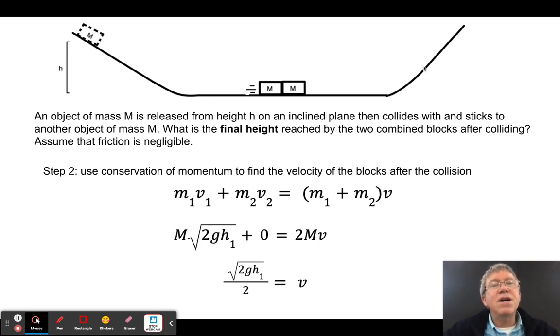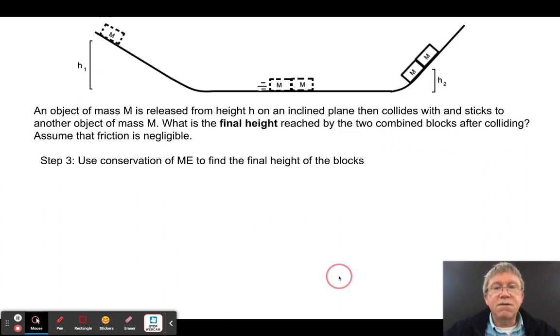Now I want to know how high up the ramp they are going to go. Well, that is a change in height, so they're going to be converting their kinetic energy into potential energy. So I'm going to have to use conservation of energy once again. Anytime I have a change in height or I have friction, anytime there's a change in kinetic energy, I'm going to have to use that.